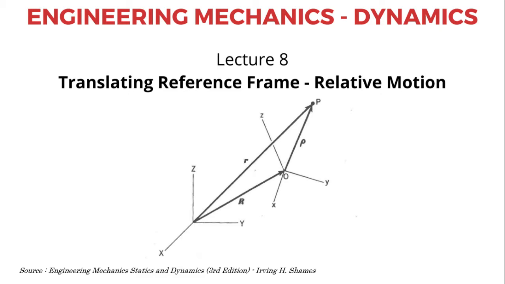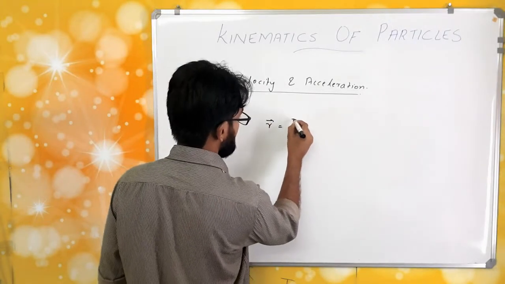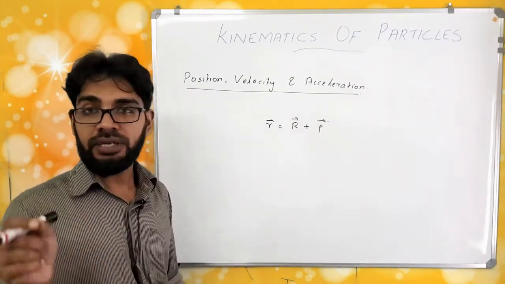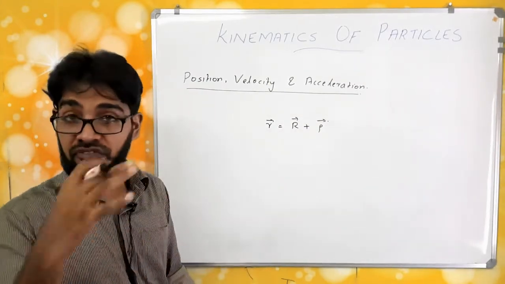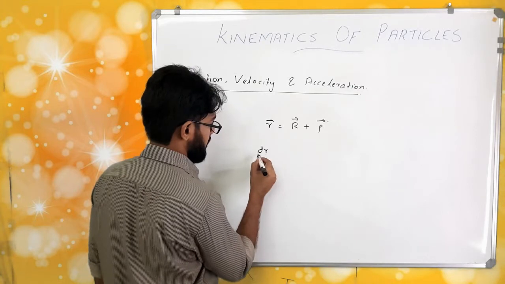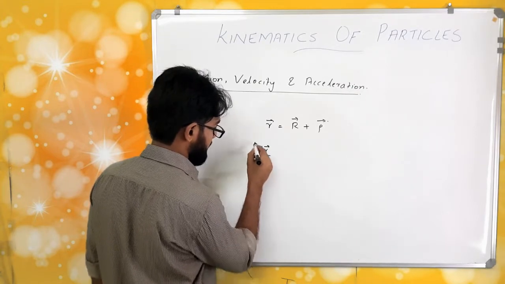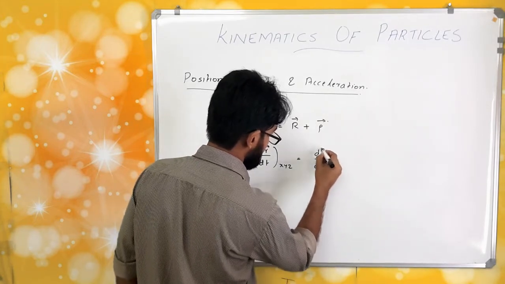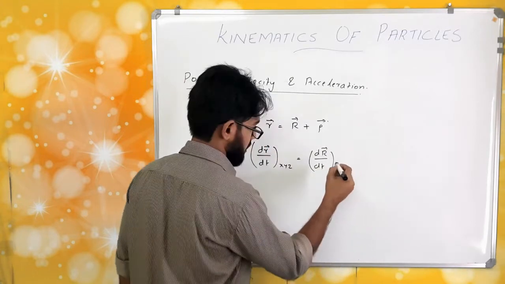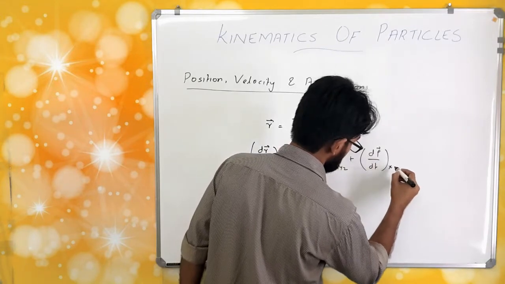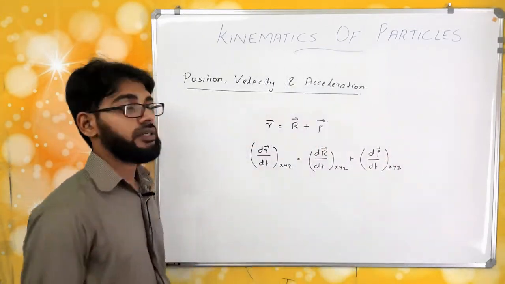Now, if you look at the vector triangle, we can see that small r vector is equal to capital R vector plus rho vector. Now, taking the time rate of change of vectors with respect to the fixed reference frame capital X, Y, Z, we have here dr by dt with respect to capital X, Y, Z is equal to d capital R by dt with respect to capital X, Y, Z plus d rho by dt with respect to capital X, Y, Z.